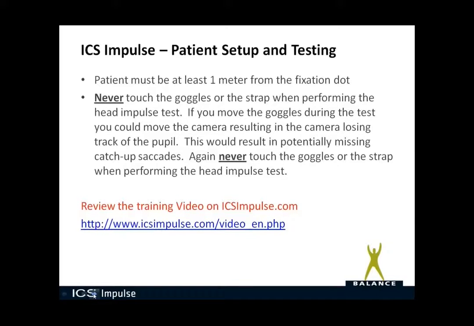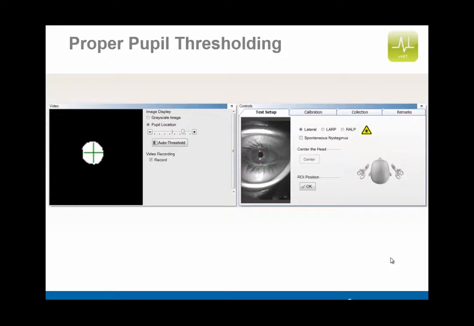You also want to make sure you never touch the goggles or the strap when performing the head impulse test. If you move the goggles during the test, you can move the camera, resulting in the camera losing track of the pupil. This would result in potentially missing catch-up saccades. Again, never touch the goggles or the strap when performing the head impulse test.